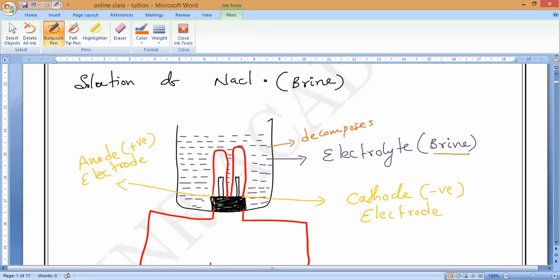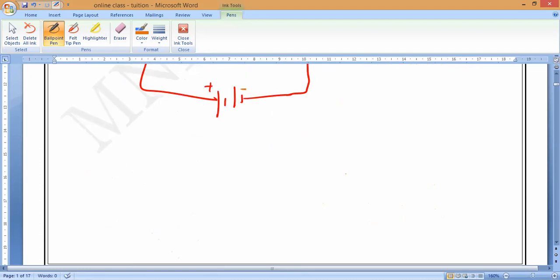Everybody draw the picture also. It decomposes to form sodium hydroxide as well as chlorine gas, and what is the one more gas? Hydrogen gas. So all of you write the chemical reaction.